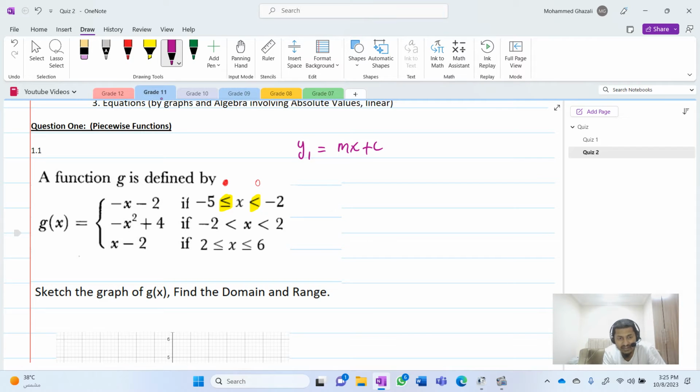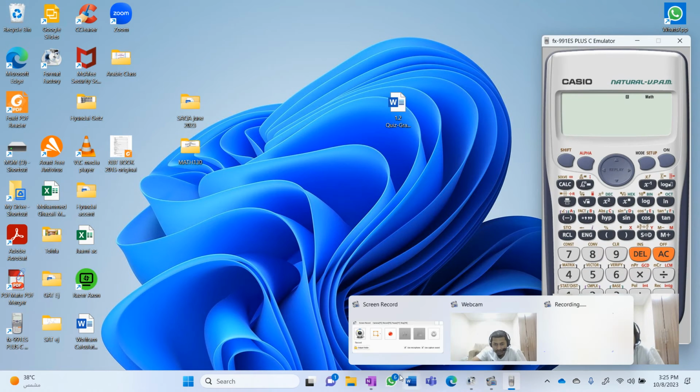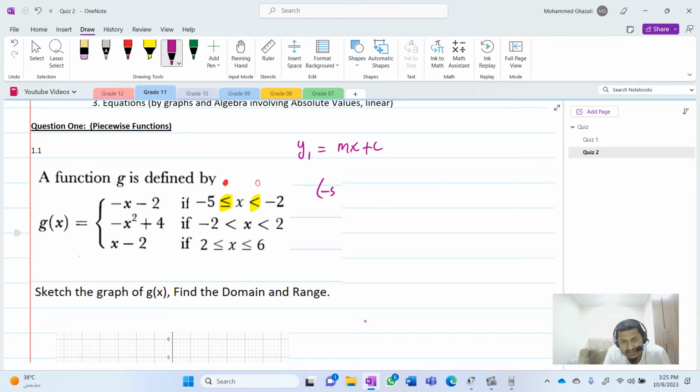As we see, the first graph and the third graph both are linear. So in order to draw a linear graph, we can just connect 2 points. If we substitute -5 inside this function here, we have -5 minus 2. So if we try to use the calculator, if we substitute -5, we get 2 points. -5 will give us a 3. So that's the x value, that's the y value. And if we substitute -2, 2 minus 2 is 0, so -2 gives us 0.